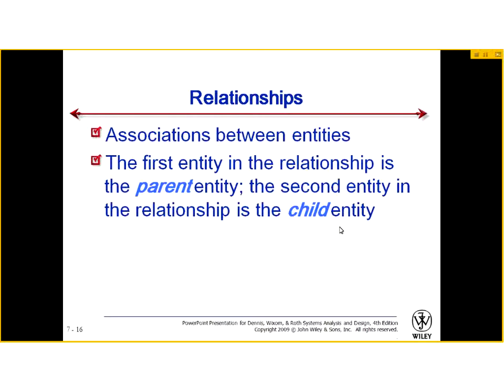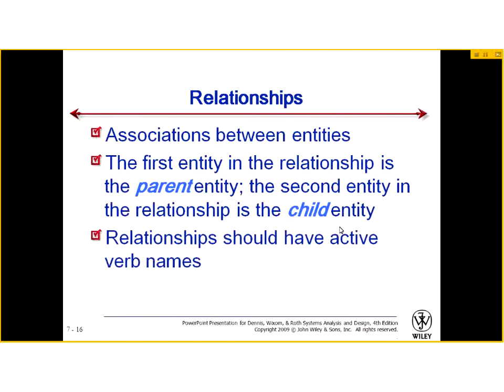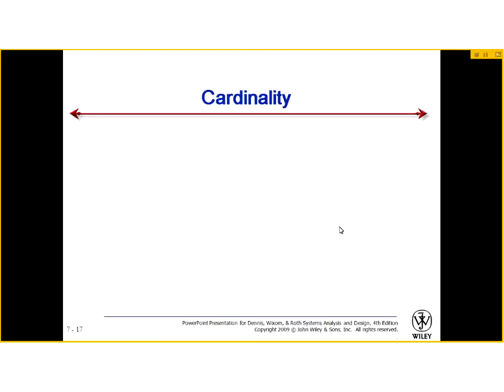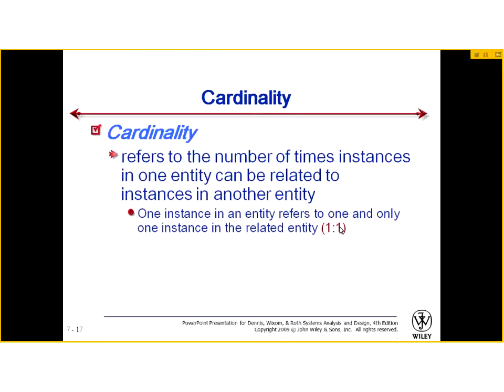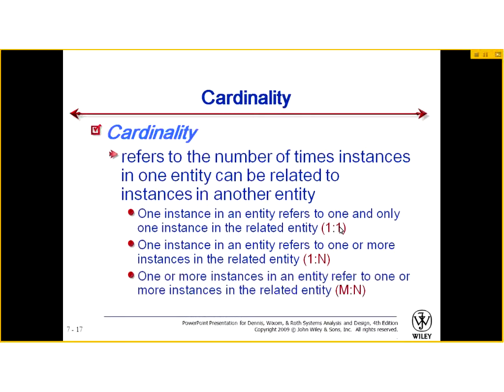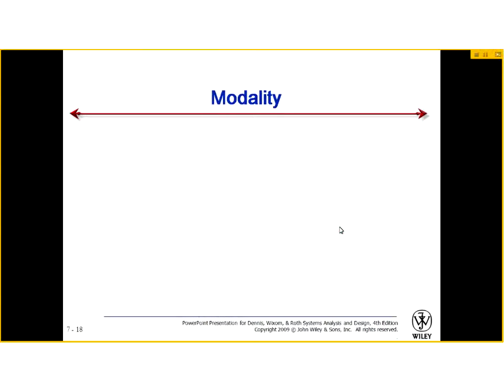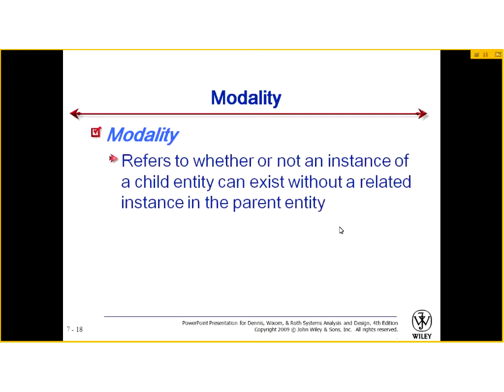And then relationships among the entities can be parent-child relationships as well, which is called generalization or specialization. We talked about them previously. So relationships can exist among entities as well. And then cardinality refers to the number of times instances in one entity can be related to instances in another entity. So these are one-to-one, one-to-many, and many-to-many. And there are many-to-one as well, which is not mentioned here.